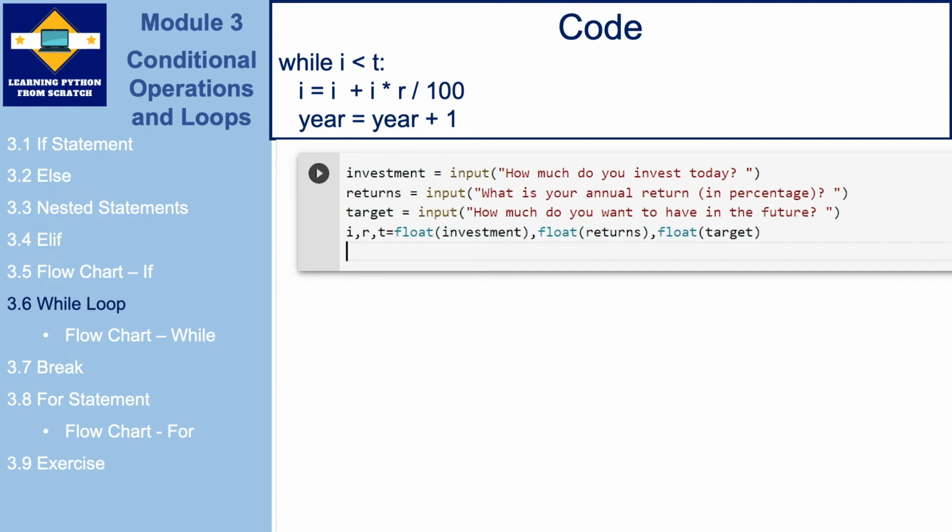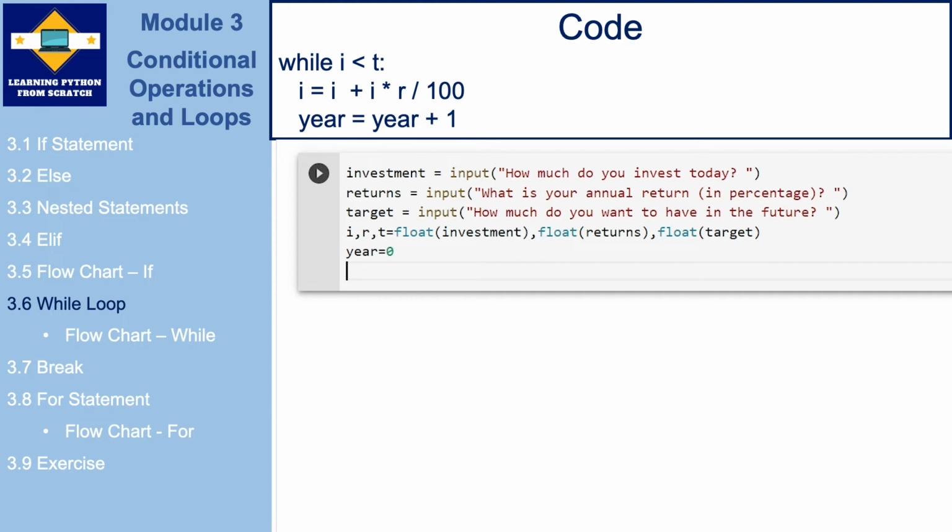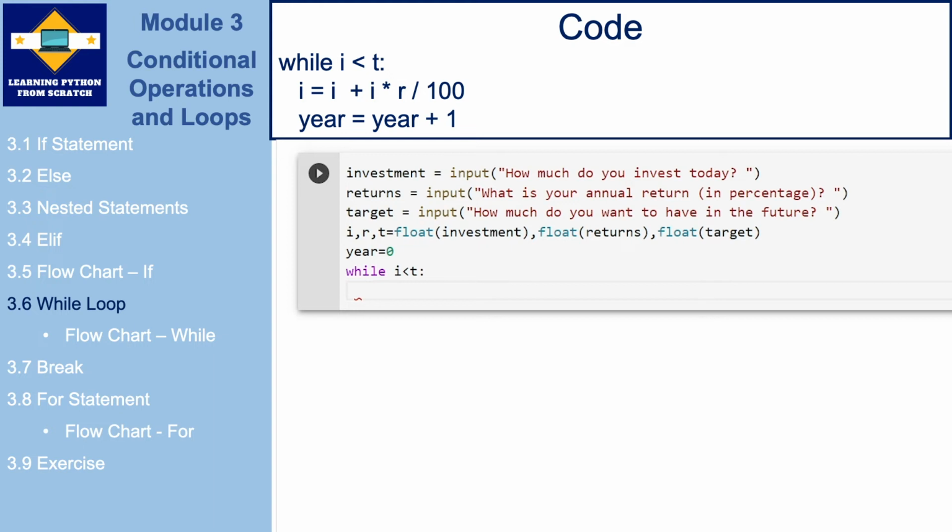The year starts from 0, so if the investment is less than the target, we keep investing. Therefore, when the condition that I is smaller than T is true, the program keeps looping. So while I is smaller than T, we calculate the investment after 1 year.